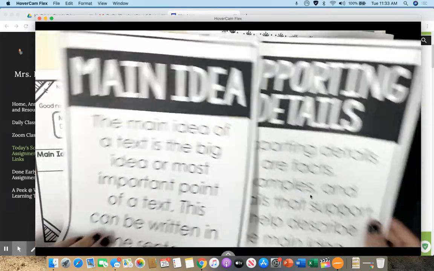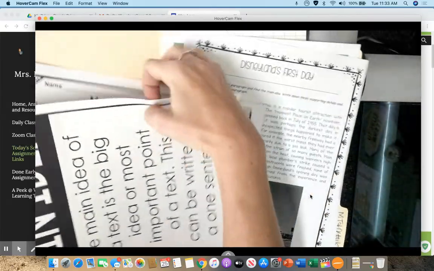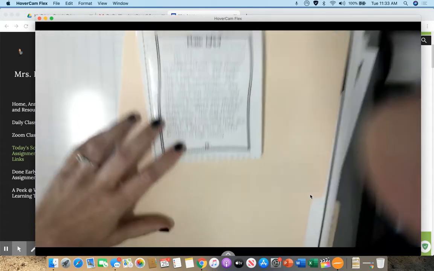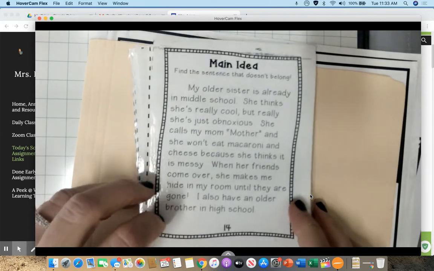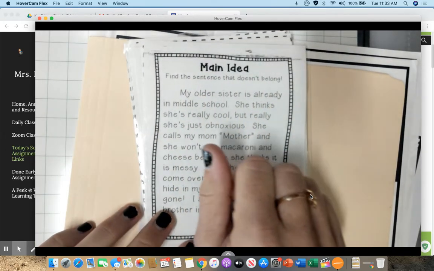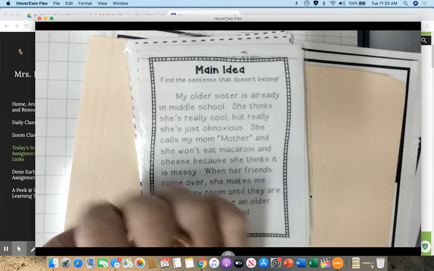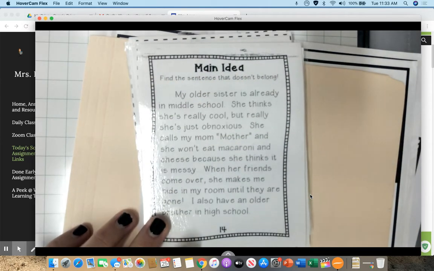So let's do a little bit of a fun activity where we can practice what the main idea is. Here we go. So I have some cards here that I'm going to read to you, and we're going to identify what we think the main idea is, and then we're going to find a sentence that doesn't belong. So let me explain that. You guys just sit back and watch.